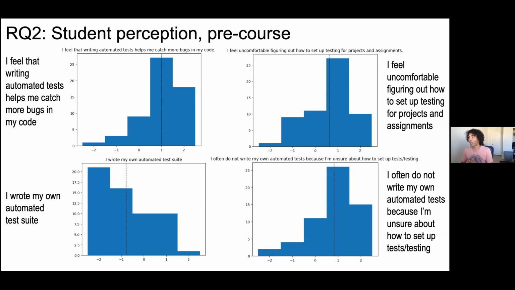And finally, if we asked students whether or not they failed to write tests because they weren't sure how to set up testing, a majority of them agreed with that statement. So obviously, these are self-reported results from a survey. But what we begin to see is the shape of something that looks like a gap between students maybe wanting to test, but not necessarily having the tools to test if you don't provide testing for them in their assignments.